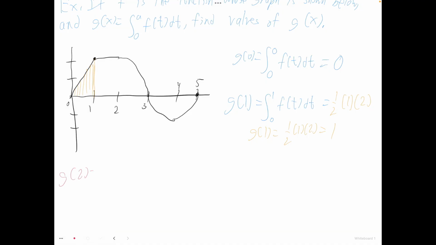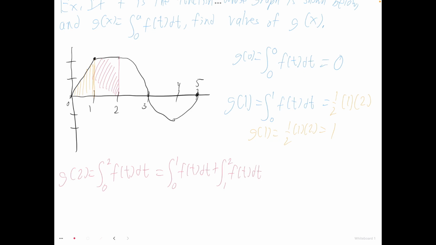Continuing on, g of 2 is the integral from 0 to 2 of f of t dt. So now we're going from 0 all the way up to 2. So we're just going to basically add on this next piece. We can think of this as the integral from 0 to 1 of f of t dt plus the integral from 1 to 2 of f of t dt.